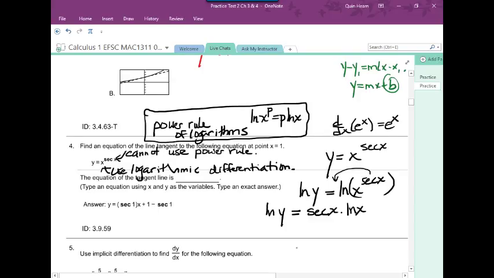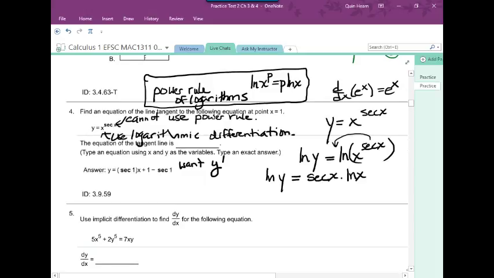Okay, the next thing that we're going to do is take the derivative of both sides of the expression, keeping in mind that what we really want to find is y prime, the derivative. But what you'll see is that in the process of taking the derivative of both sides, we'll be able to isolate y prime. So let's take the derivative of both sides.